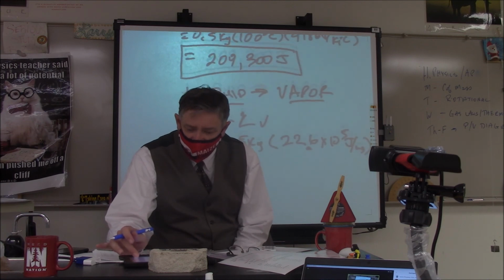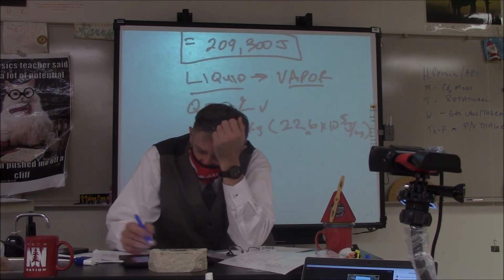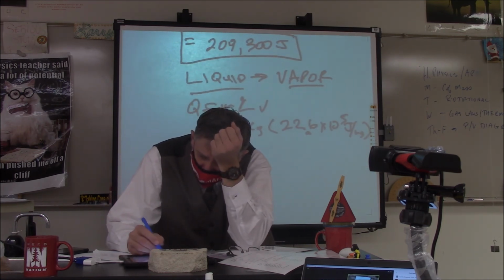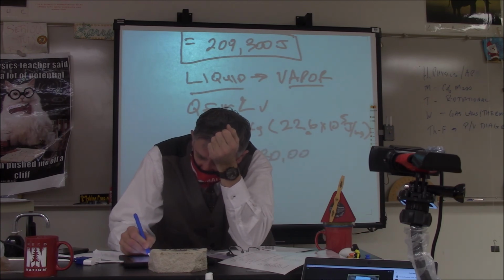So, you got that number. What'd you get out of all that, Riley? What'd you get? 0.5 times 22.6 times 10 to the 5th. What'd you get? 1,130,000. 1,130,000 joules. Okay.